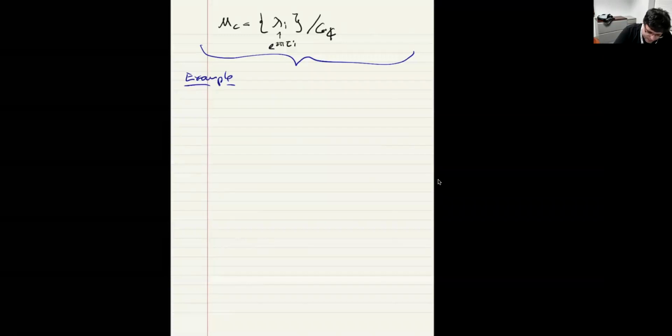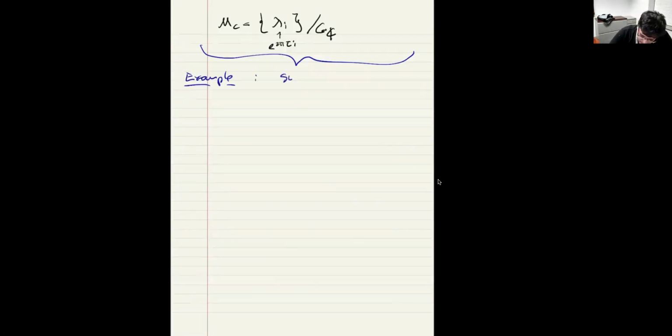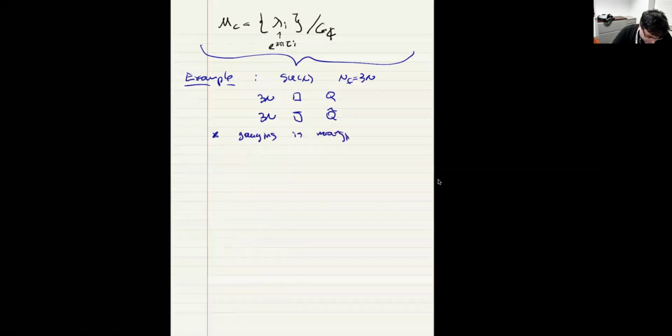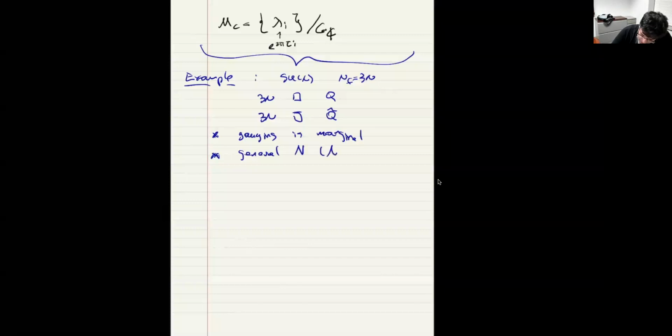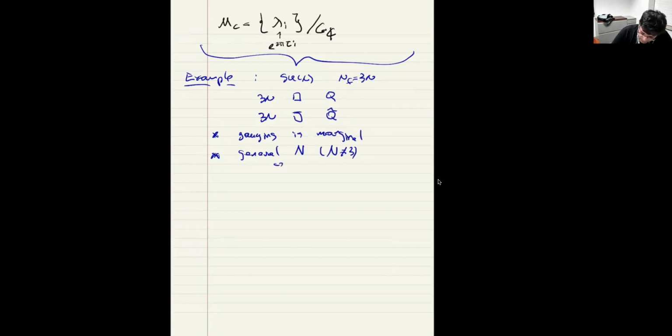The example we started to discuss is the SU(N) gauge theory with 3N flavors. This means that we have 3N fundamental fields Q and 3N anti-fundamental fields Q tilde. What we have discovered is that the gauging in this case is marginal. And for general N, by general we mean N not equal to 3, we found that it is actually marginally irrelevant.